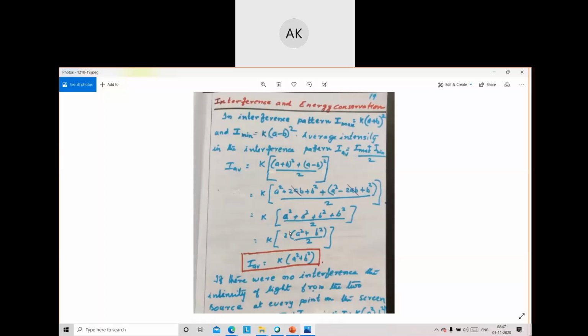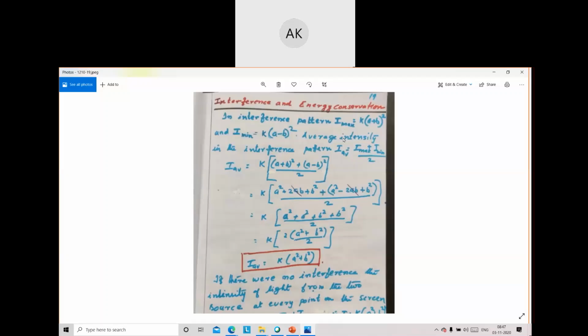So in constructive interference, there is a gain in light energy. Intensity is maximum. Where the energy is lost, that is gained in the bright part. At the destructive part, energy is lost, but it is gained at the constructive interference. We are showing this with the equations here. Interference is according to energy conservation.